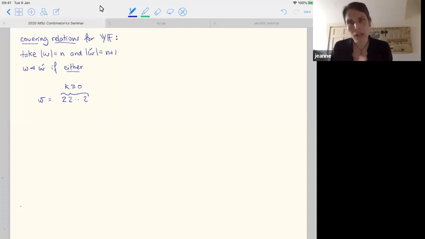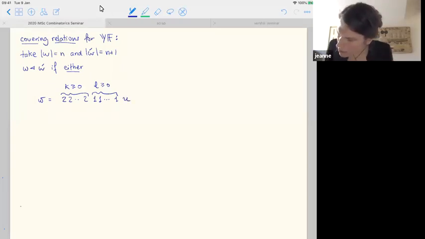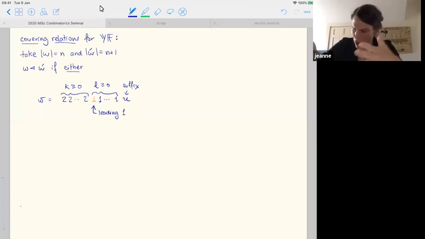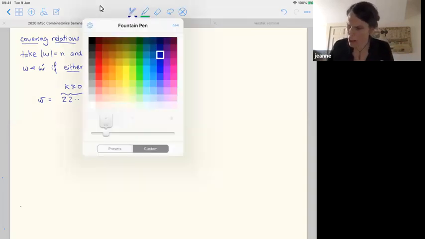And then we'll hit a string of ones, again maybe L greater than or equal to zero of them. And then finally, there's some suffix, which I won't care about. And this first one that occurs, let me color it. This first one here, if it exists, it might not exist, but if it exists, is called the leading one.